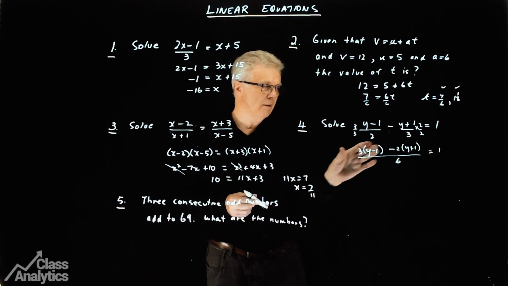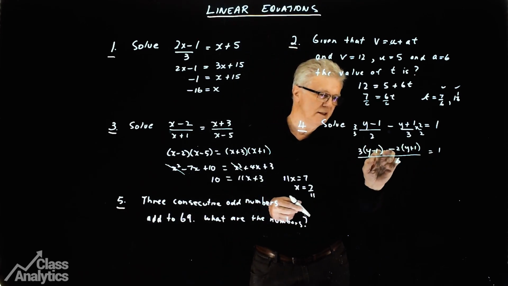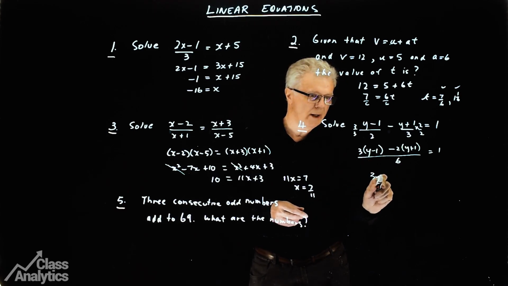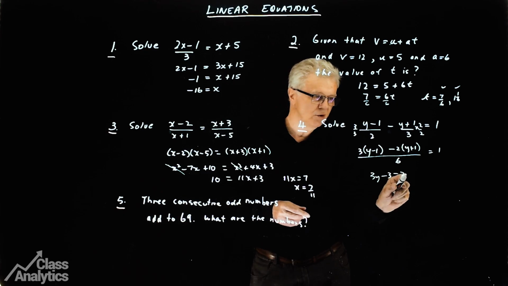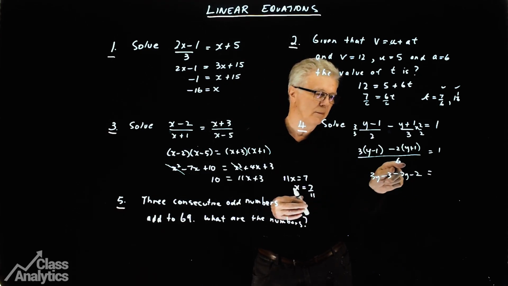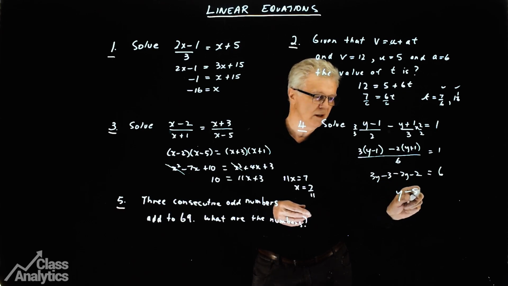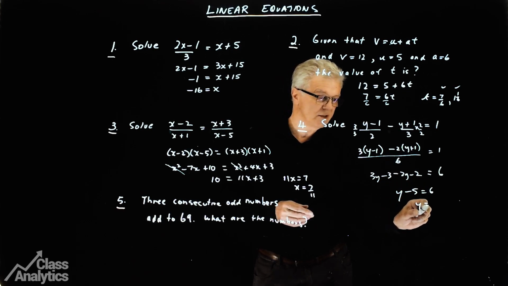Okay. Very important, that little step there, because this is the danger of this negative sign. Removing the brackets, we're going to get 3y minus 3 minus 2y minus 2. And at the same time, if we like, we can multiply both sides by 6. So 6 times 1 is 6. 3y minus 2y is y. Minus 3 minus 2 is minus 5. 6. y equals just 11.